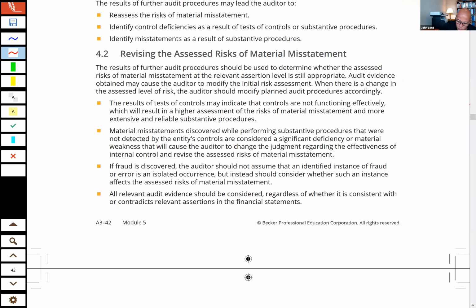Come over and let's take a look at the next page, and let's come down and note that we will revise our assessment of the risk of material misstatement as the audit continues. What happens if we have certain results that indicate we need to increase our risk of material misstatement? That's going to have us alter the nature, extent, and timing of our audit procedures. If material misstatements are discovered through our substantive procedures, that could cause us to think there are weaknesses in the controls, which could alter our assessment of the risk of material misstatement as we assess the control risk.